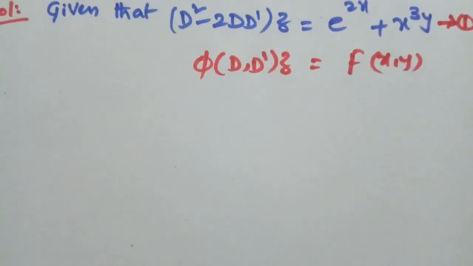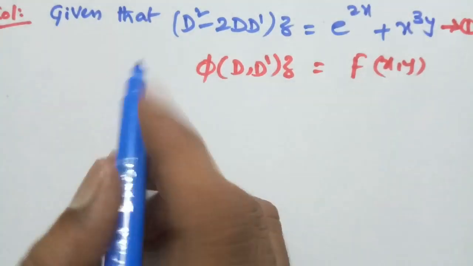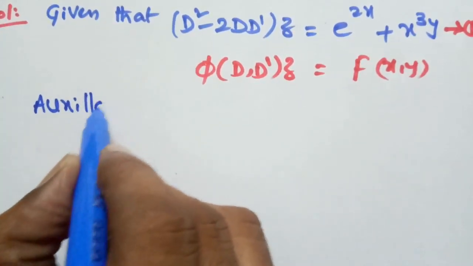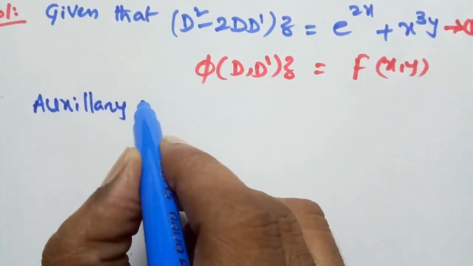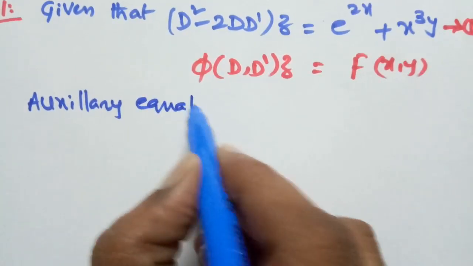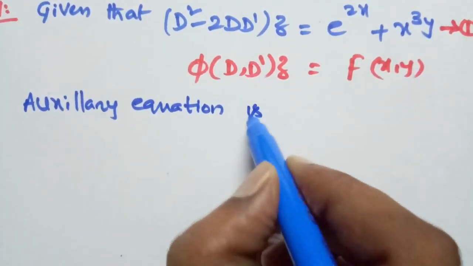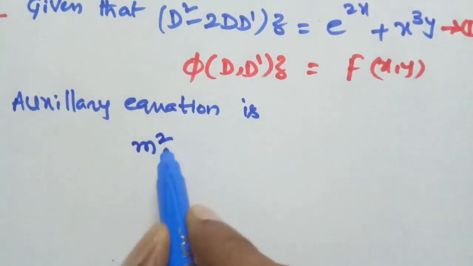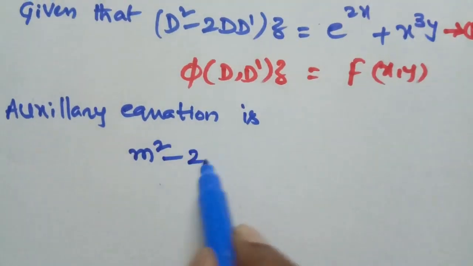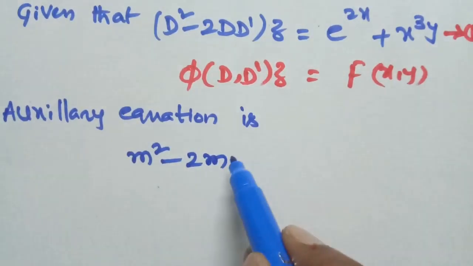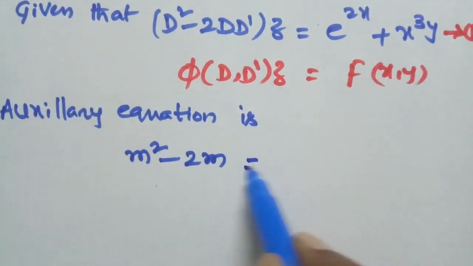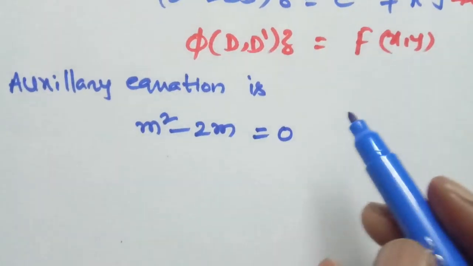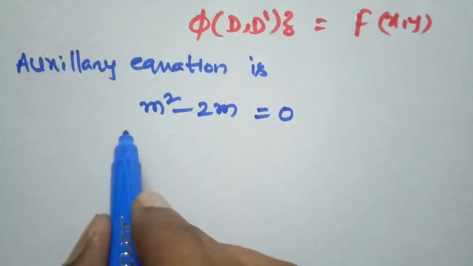First write down the auxiliary equation. Now auxiliary equation is: put D equal to m square, and 2 into put D equal to m and D dash is equal to 1, and then equating to 0. This is called auxiliary equation. Find the roots for this equation.